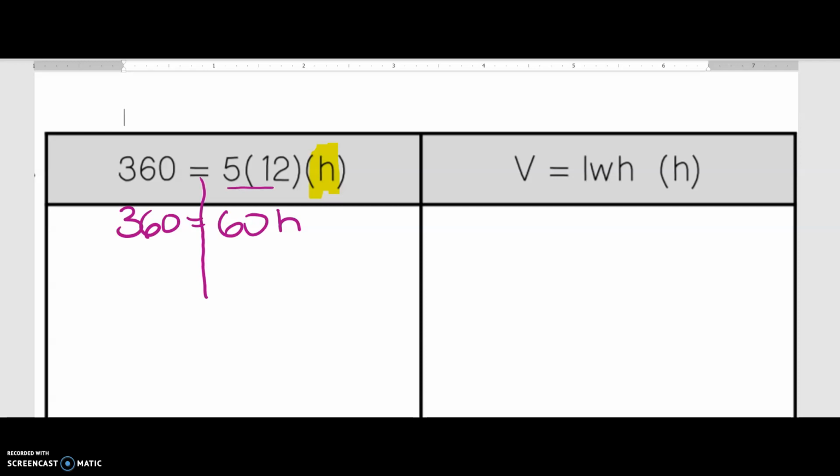And then to get rid of that coefficient, that number that's in front of the h, we need to divide by that since we're multiplying right now. So to do the opposite, we're going to divide. And when we do 360 divided by 60, that's our fraction that we have h equal to, because 60 divided by 60 is 1, so we have 1 h. When we reduce that fraction, we end up with just a 6 equal to our h.